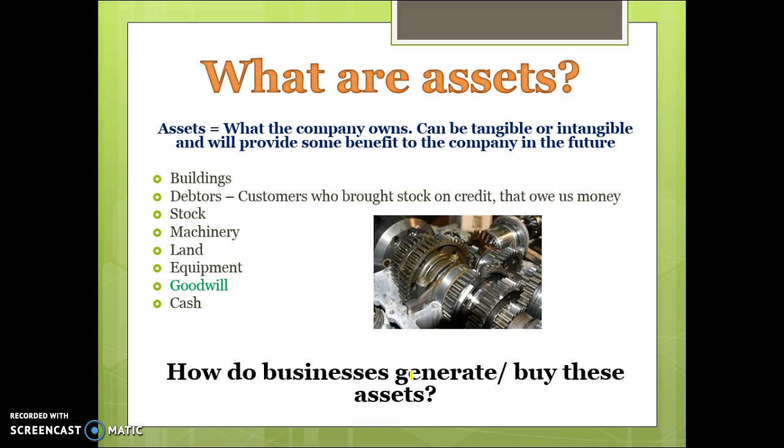So examples of assets, a building would be an asset for a business. Debtors, the term debtor refers to a customer who's purchased stock on credit, or basically you provided a service for in the past but they haven't paid you yet. So anyone that you provided a service to that is yet to pay you is a debtor, and they're an asset because when they do pay you, they're going to bring money back into the business. So they're considered to be an asset for that business.